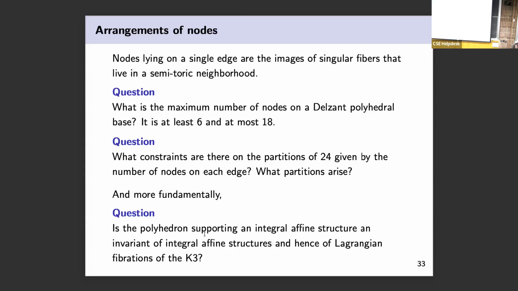What are some of the things that you see in these pictures? So if you have nodes that are lying on a single edge, they all share that same eigendirection. That means the fibers upstairs all have the same eigenvector of their monodromy around them, which means that they really live in a semi-toric neighborhood. So you have a whole bunch, however many that you line them all up, and they all are in there. And I think it's interesting to ask what's the maximum number of nodes that you could get?